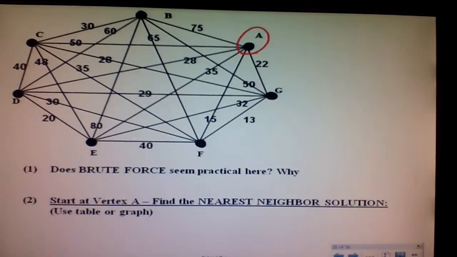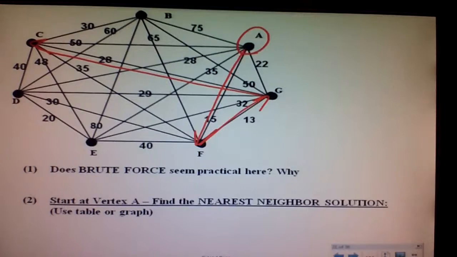So here we know we started at A. So we've got 75, 50, 28, 35, 15. My smallest goes to F, 50. Oh, that's right there. Okay. F can go 13, 65, 35, 30, or 40. So it's going to go 13. G can go 32, 29, 28, or 50. So it's going to go here.